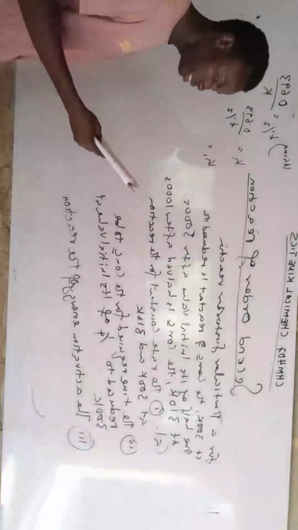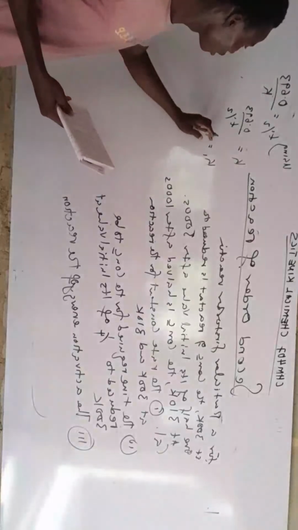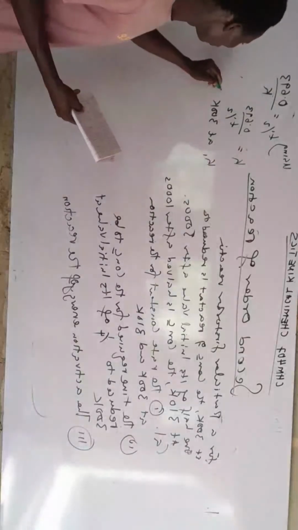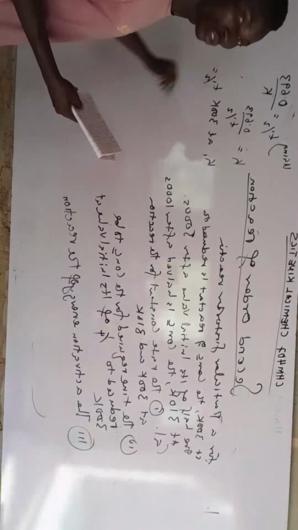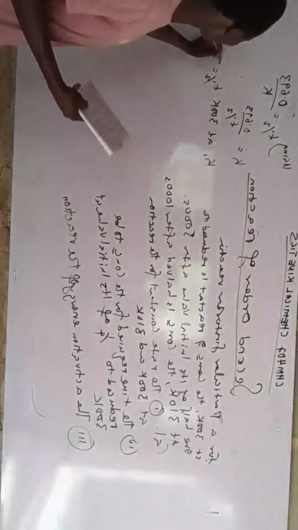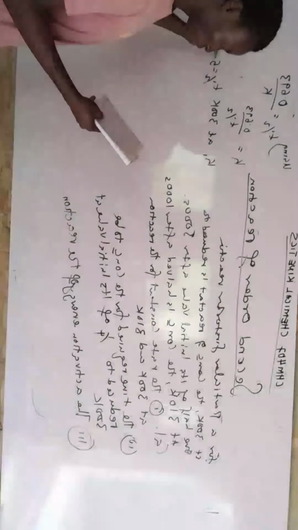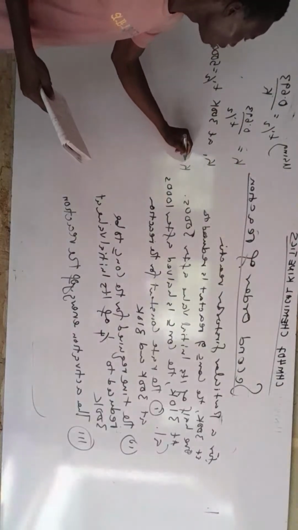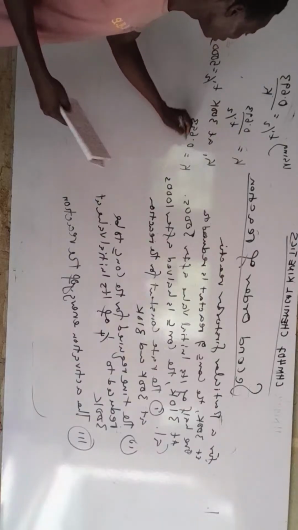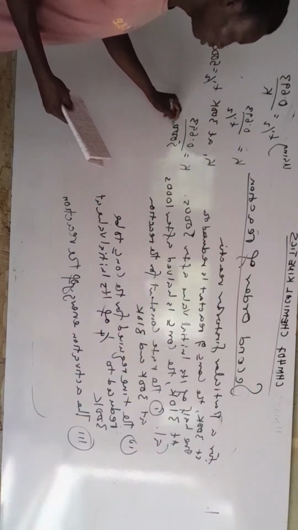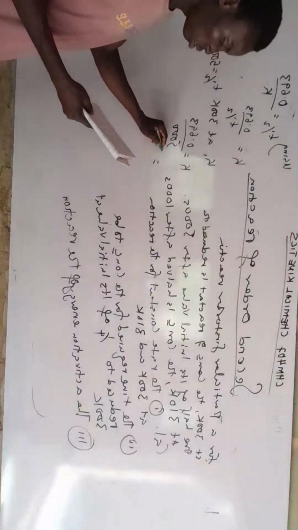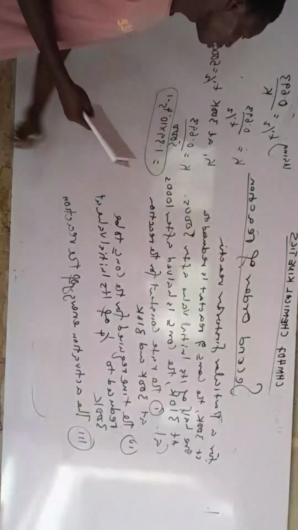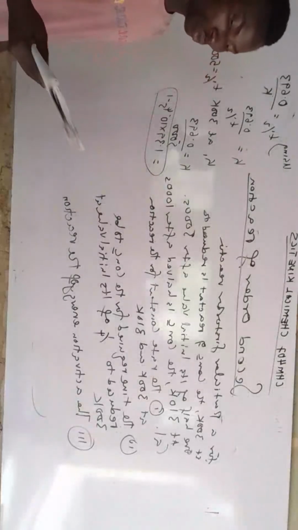So K at 300 Kelvin, when t half equals 5,000 seconds, K equals 0.693 divided by 5,000. That will give you 1.39 times 10 raised to the power minus 4 per second. That's one there. Now you calculate for the second one.